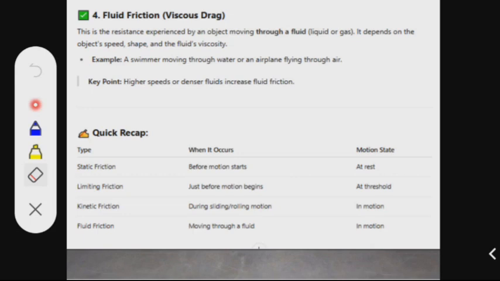Then we have kinetic friction. It occurs during motion, sliding or rolling motion. They mention sliding and rolling because the objects have to be in contact with each other for you to have a frictional force. When things are in contact, they either roll across each other or slide across each other. So it's always the type of friction that occurs in motion. Then fluid friction also occurs when the object is in motion, but in a fluid. These are the types of friction.